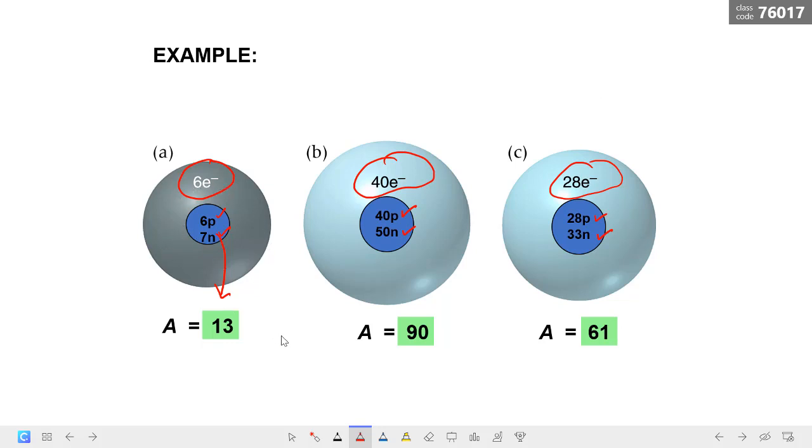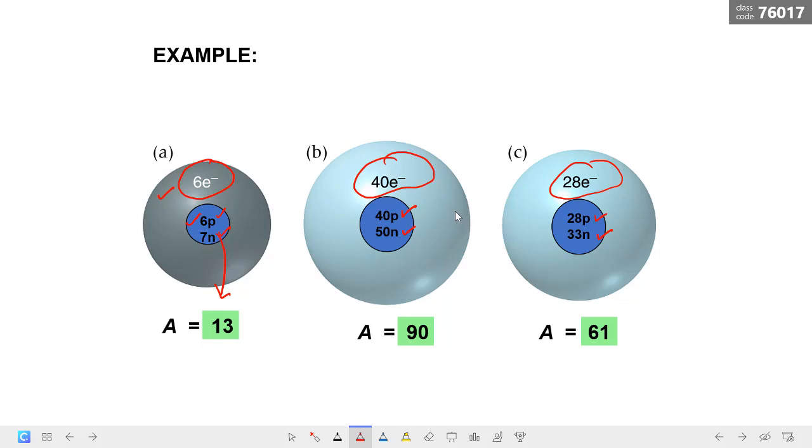Elektron travel around the nucleus. Proton dengan neutron berada dalam nukleus sesuatu atom. Dan satu lagi, apa yang you akan nampak di sini, kalau atom itu dia adalah neutral, untuk neutral atom, bilangan proton sama juga dengan bilangan elektron. Nampak? Kalau atom tu neutral, bilangan proton dia 6, elektron juga 6.